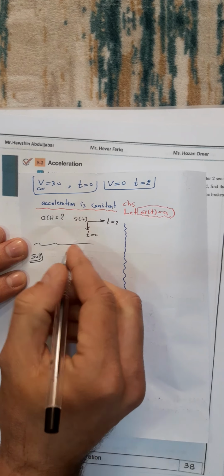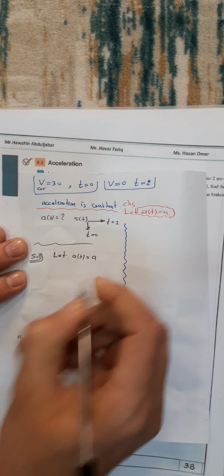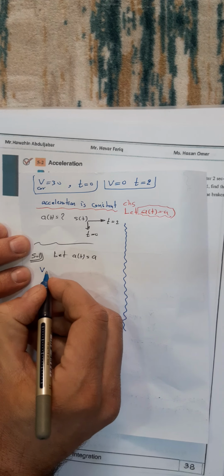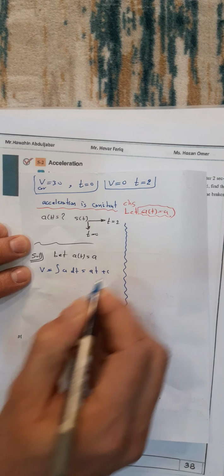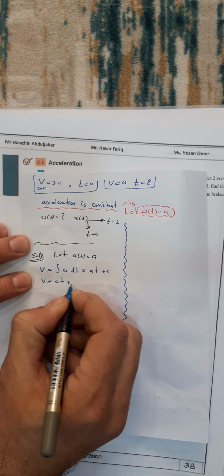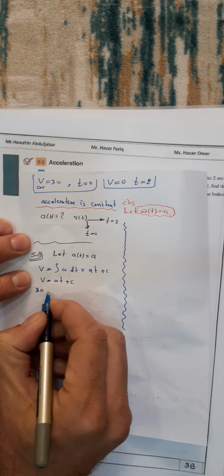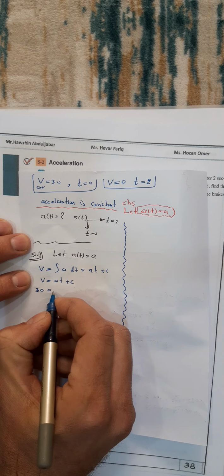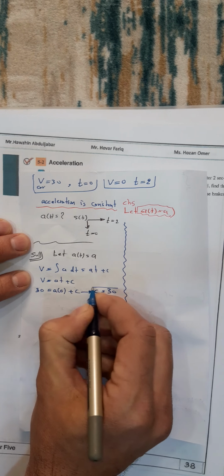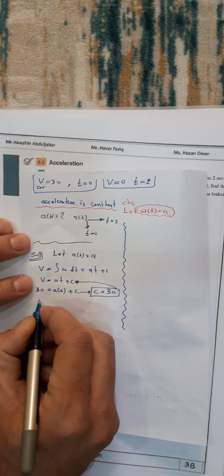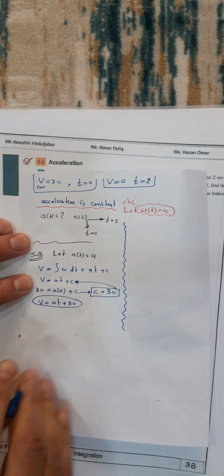Solution: because the acceleration is constant, let a of t be equal to a. Now v of t is equal to the integral of a dt, which is equal to at plus C, so v is equal to at plus C. Now v is equal to 30 when time is 0, plus C, so C is equal to 30. Now v is equal to at plus 30.